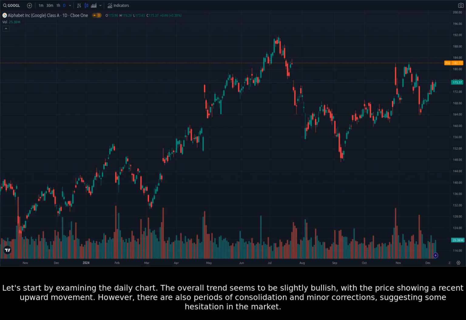Let's start by examining the daily chart. The overall trend seems to be slightly bullish, with the price showing a recent upward movement. However, there are also periods of consolidation and minor corrections, suggesting some hesitation in the market.